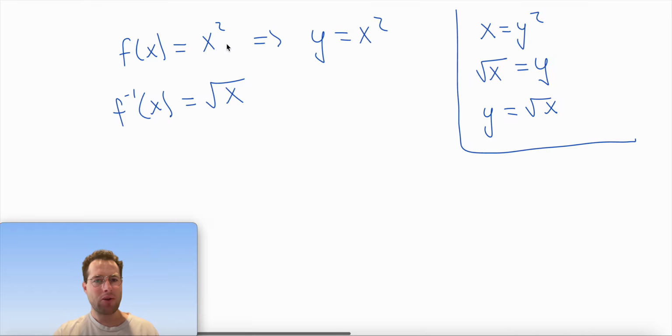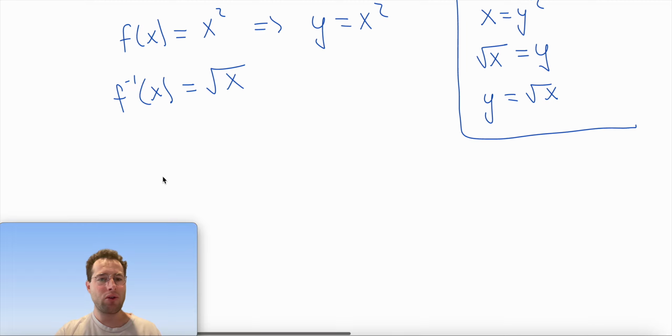Okay, so we have our two functions here. And let's play around with some things and check the domain and range. The domain for the original function f of x is going to be all real numbers because we can plug in any value into x here and that will be fine. And the range of our original function is going to be all values greater than or equal to 0.